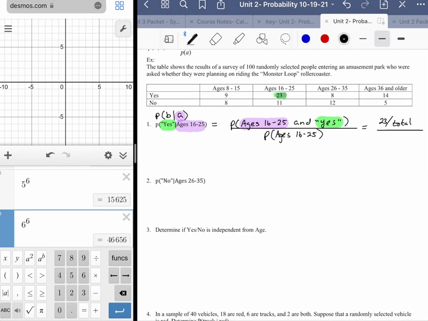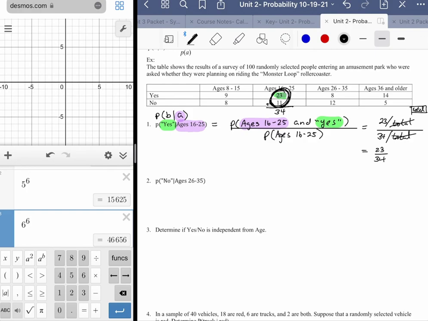Then what we would want is the probability that an individual is in the ages 16 to 25 category, which would be really any of these folks, all right, whether they're yeses or nos. All right, and there is a total of 34 of those people. So if I'm looking for the probability that a person is in that category, I would say 34 out of whatever the total is for the whole table. All right. So the grand total, you could add up across the rows and the columns and get that grand total. But in a complex fraction, if your denominators are the same, they cancel out anyway. So this would amount to just 23 over 34.